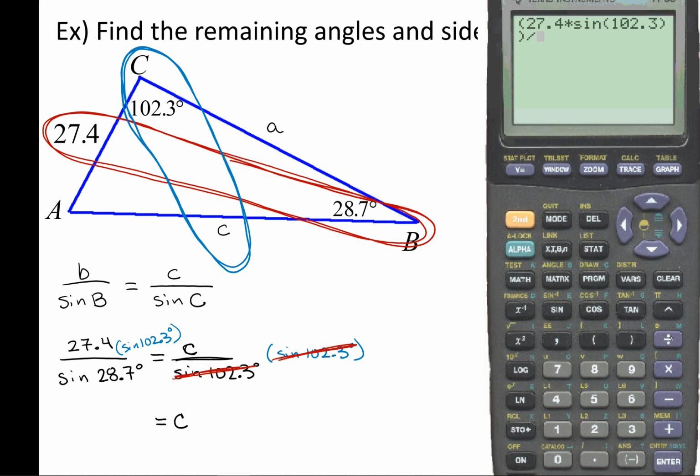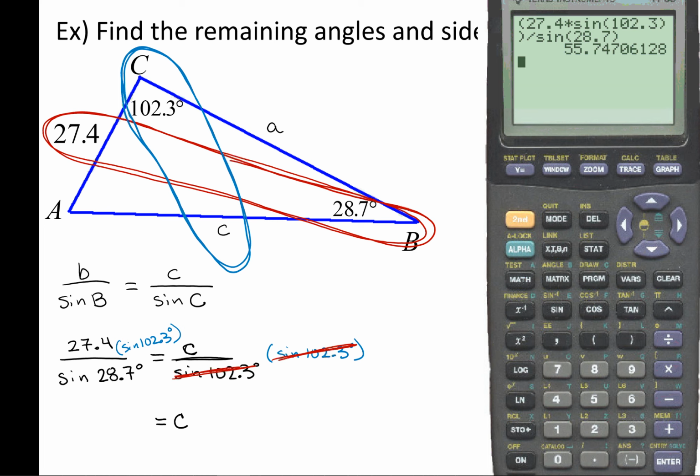Now we want to divide it by the bottom, sine of 28.7, and we don't need a parentheses for that because there's only one thing going on at the bottom of that fraction. So we divide by sine of 28.7 degrees. When you hit sine, it automatically brings up a parentheses, so make sure you close it off. Again, you don't need to include degrees because it's in degree mode. When I hit enter, it gives me 55.7. So that is what my C is equal to. It's not degrees, because what we're looking for is the side. So this will be 55.747.